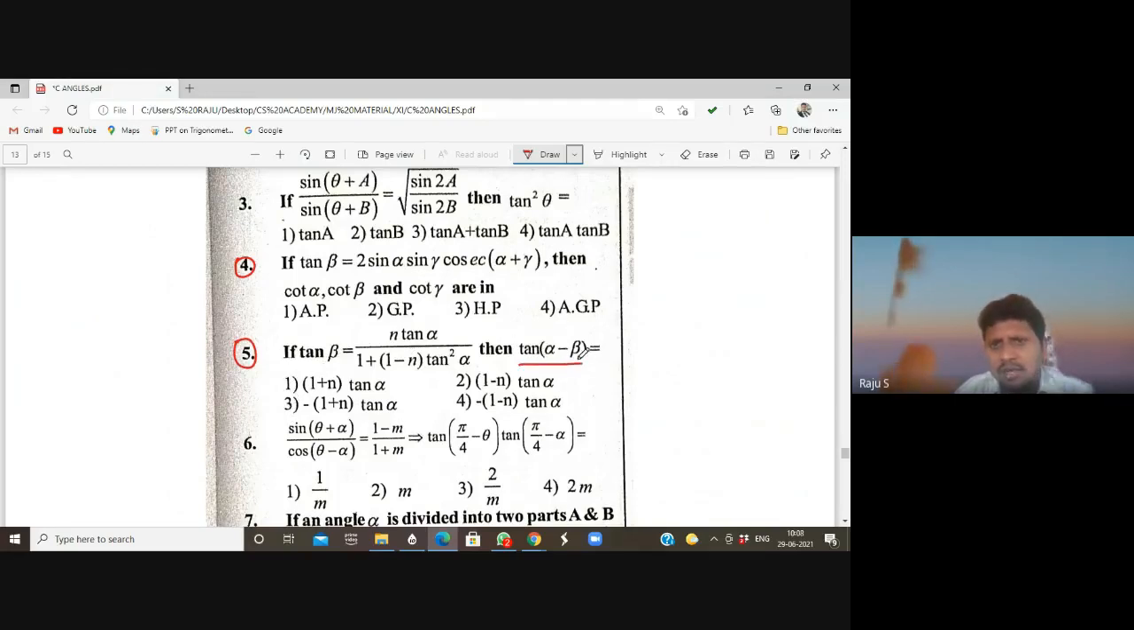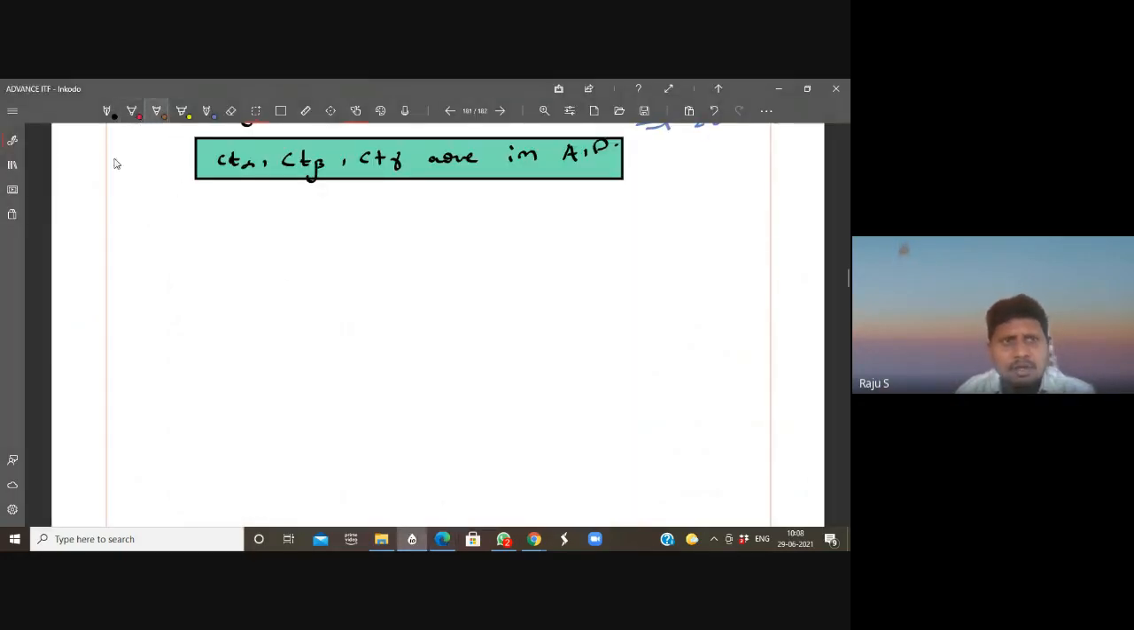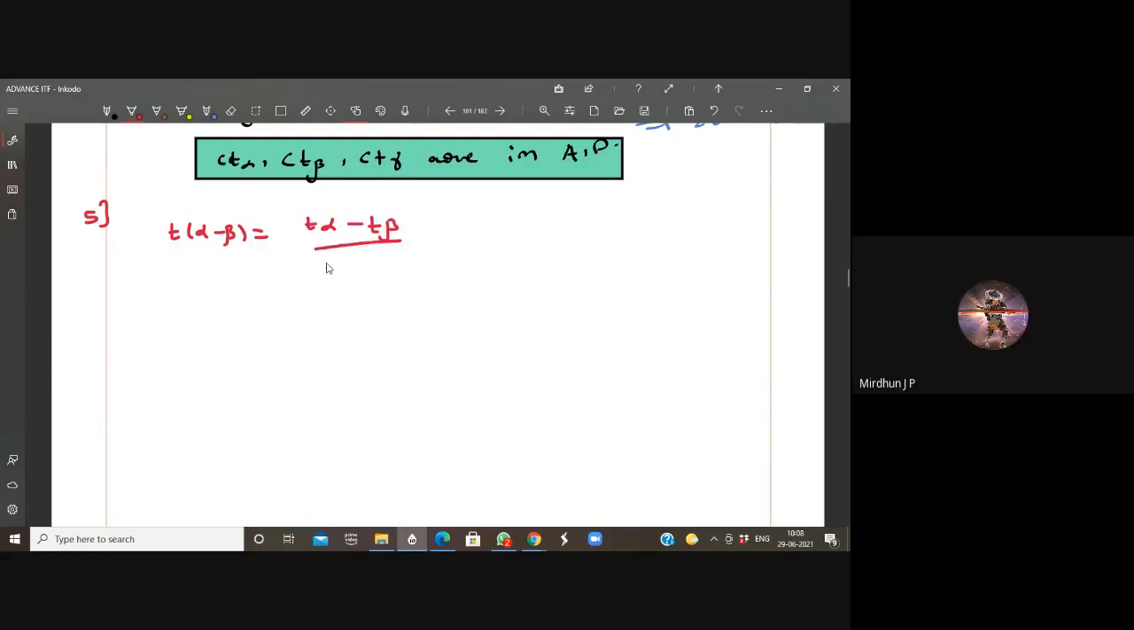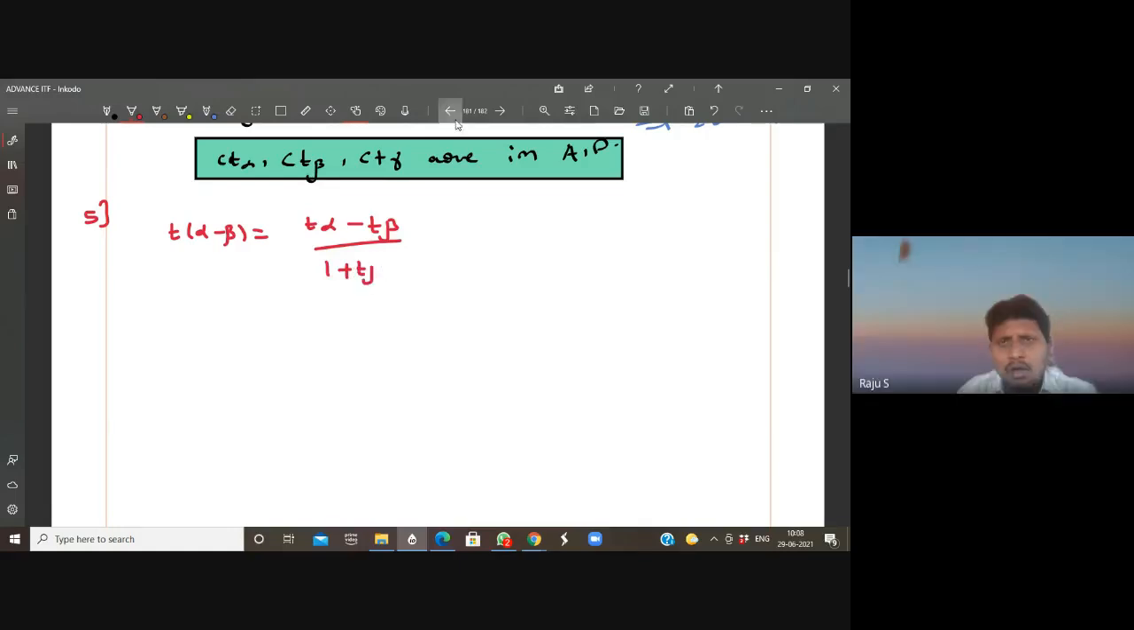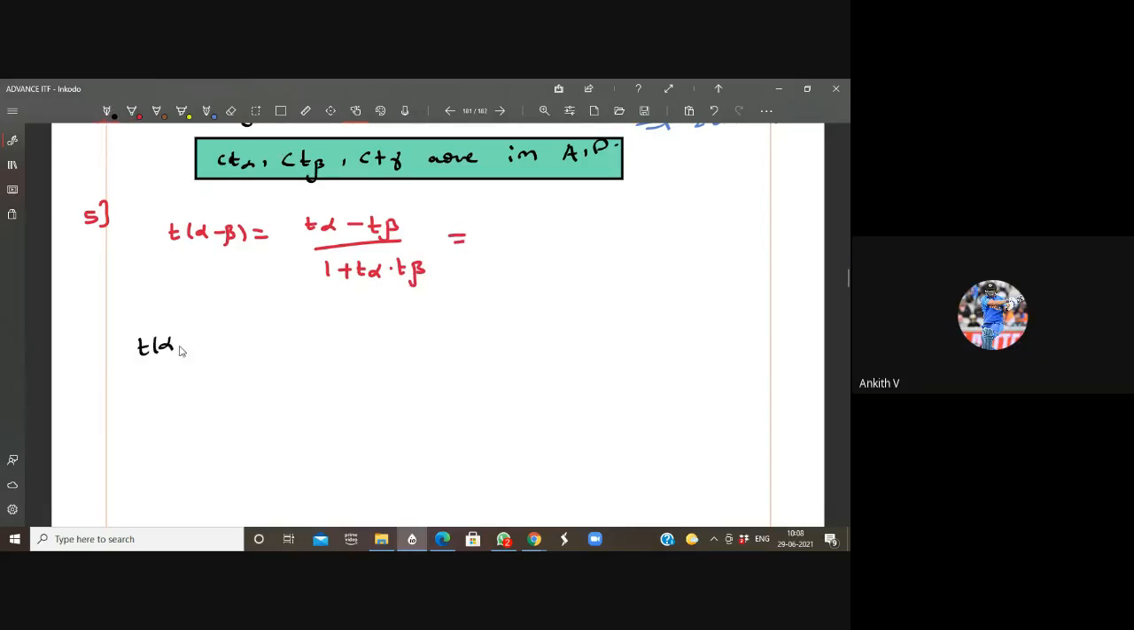What is the value we need to find? Tan of alpha minus beta. Okay. Fifth one, yeah, fifth one. It is not the sixth one. Students, the tan of alpha minus beta value we need to find. What is the tan A minus B formula? Tan alpha minus tan beta by 1 plus tan alpha into tan beta. Did they give any value? The tan beta, they have given.